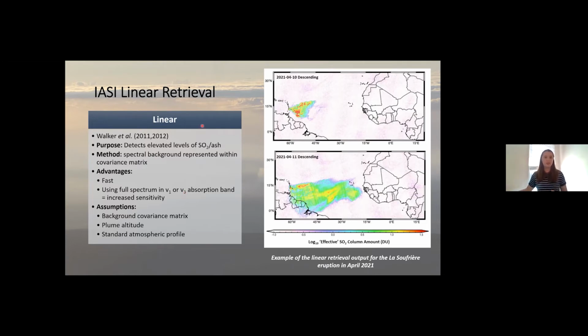And on the right-hand side here, I'm showing an example of our linear retrieval output from the recent Soufrière eruption, which took place this year in April. And you can see this plume to the east of the volcano over the Atlantic, and then 24 hours later, it spread across the Atlantic and almost reached the west coast of Africa.